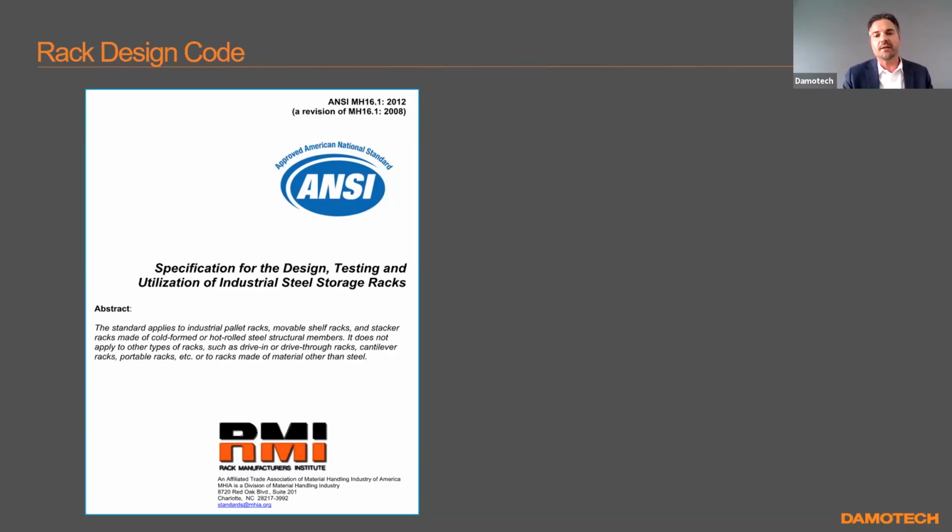They created from the get-go this article code called MH16.1. But then in 2012, it became an American approved standard through the American National Standards Institute, known as ANSI. And that code today is known as ANSI MH16.1. And since then, it's been referenced by the International Building Code IBC 2012.